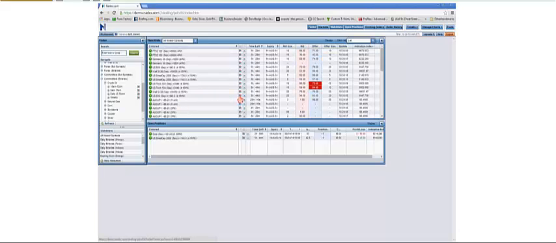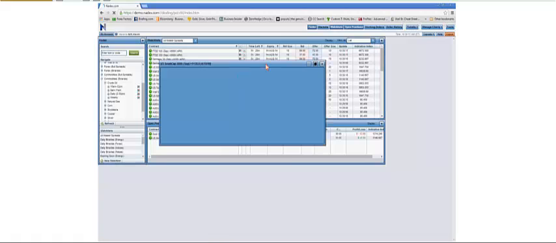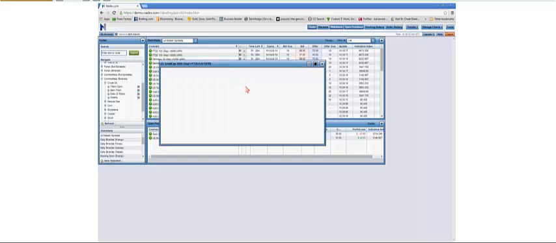Good deal. And another thing real quick here, there are a few options in the NADEX platform too. Like you could bring up charts of the underlying index.